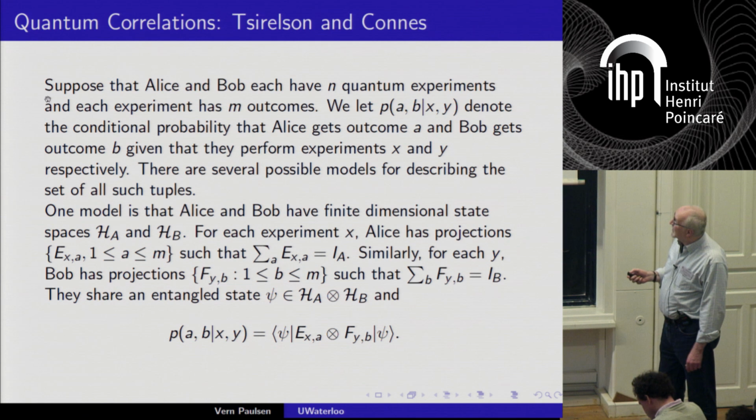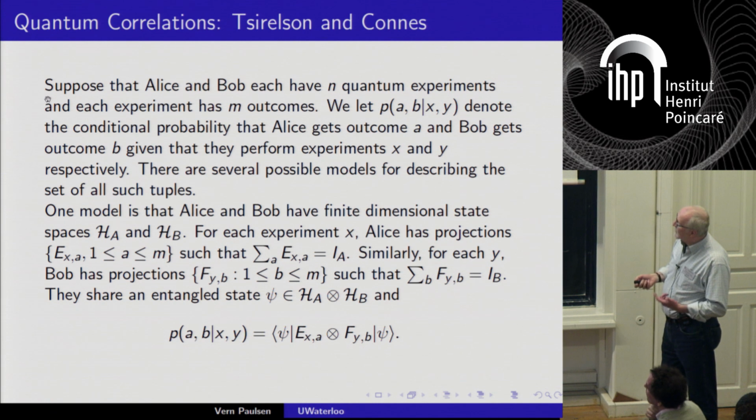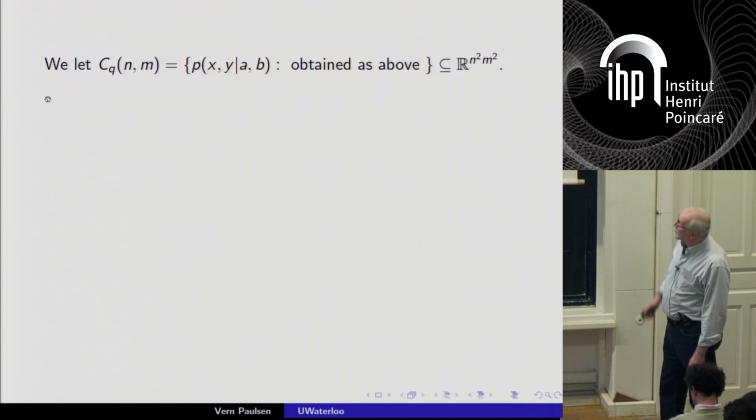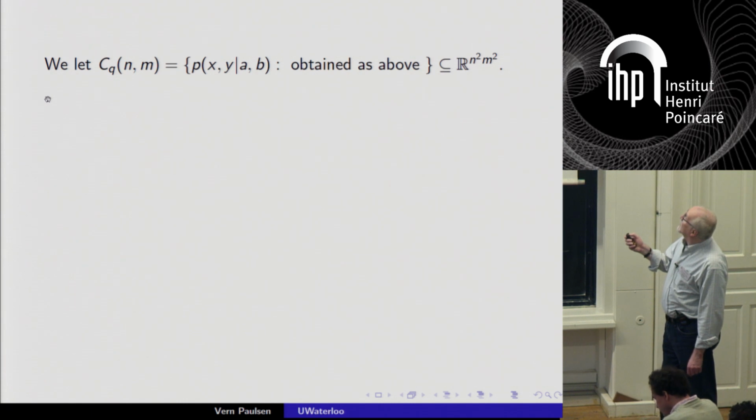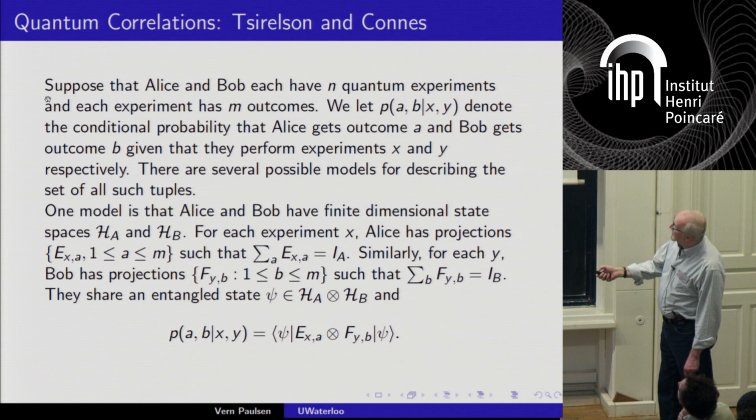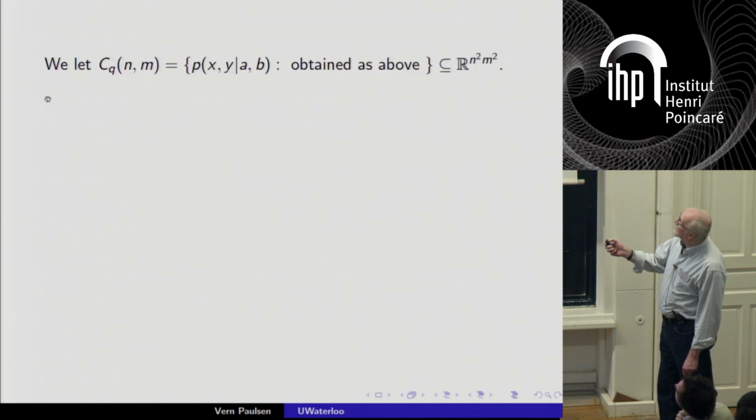Then if they share an entangled state, and I'm talking about pure states now, that'll just be some unit vector in this tensor product Hilbert space, the probability is given by this inner product. You take the tensor product of their two projections acting on the space, apply it to the vector, and take the inner product with the vector. The set of all possible n squared by m squared tuples that you can get that way is what's called the set of quantum correlations, or quantum conditional probability densities. Sometimes they are thought of as matrices, but they really have four indices. I see I accidentally interchanged things here. This one is backwards. The A and the B should be on the other side.